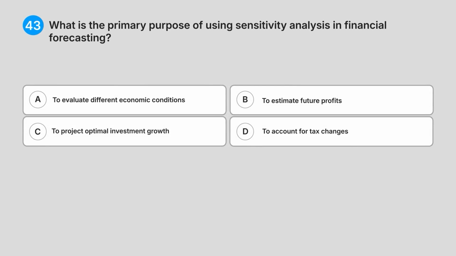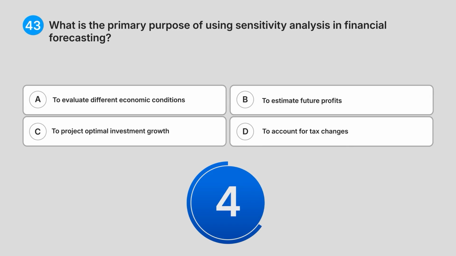43. What is the primary purpose of using sensitivity analysis in financial forecasting? A. To evaluate different economic conditions. B. To estimate future profits. C. To project optimal investment growth. D. To account for tax changes. Do you know the answer?